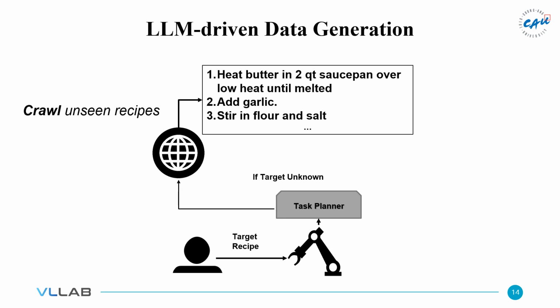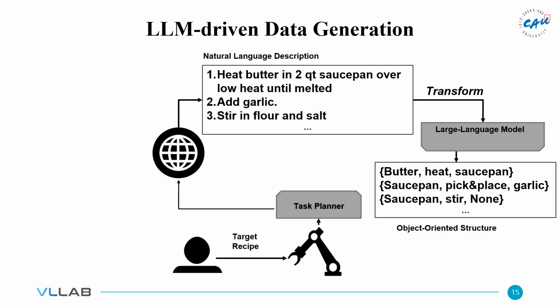Then, for our unknown recipe, we crawl the recipes from online based on the target recipe keyword and gather a set of linguistic descriptions. Then, with the crawled descriptions, we employ an LLM to transform them into an object-oriented structure for our robot to understand. We use the in-context learning strategy, in which we provide the rules of the object-oriented structure and the following example as in-context prompts, and then give the natural language description to transform.